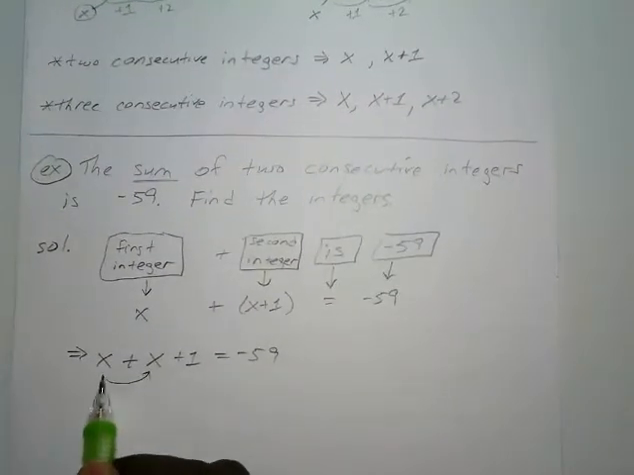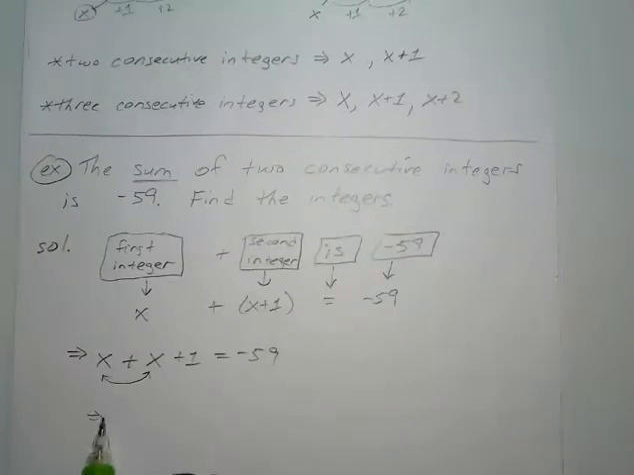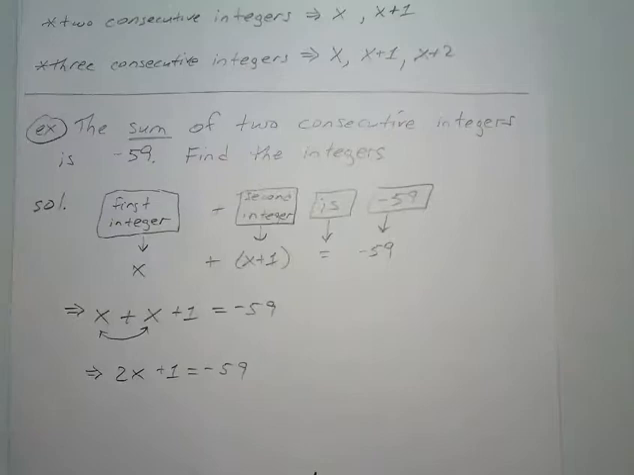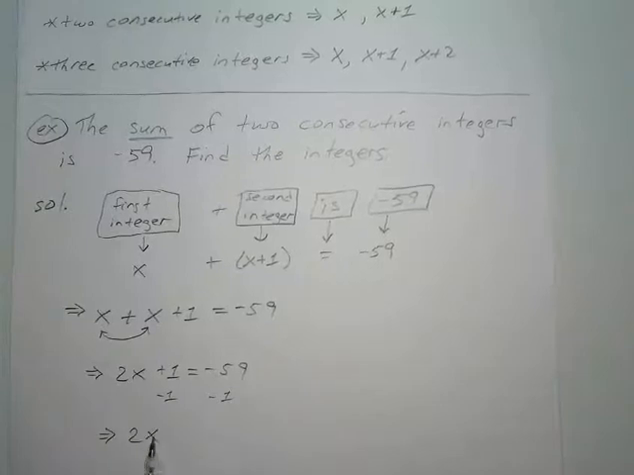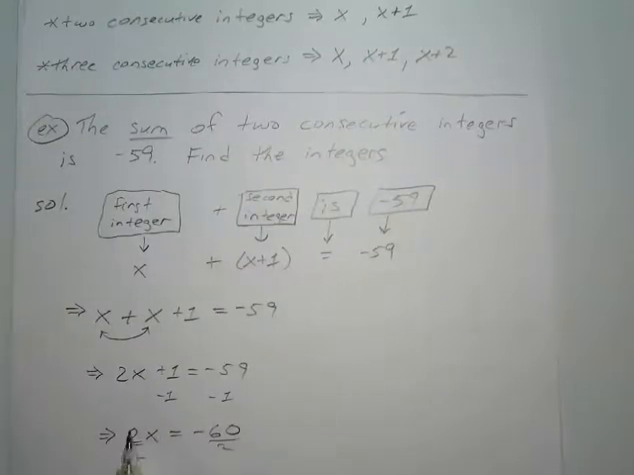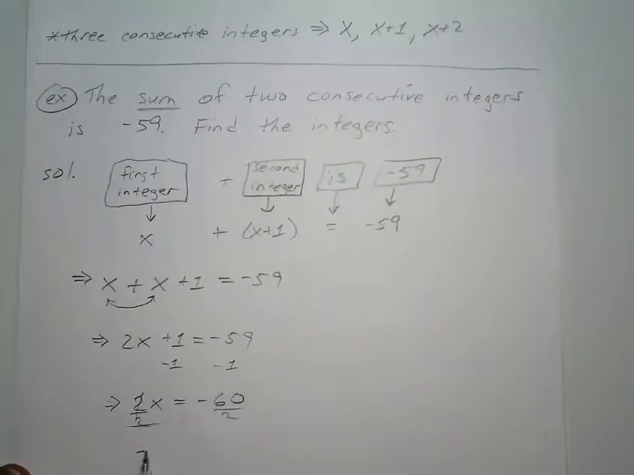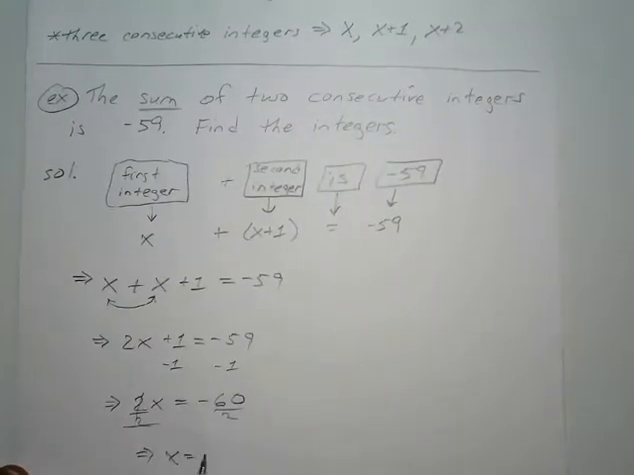x plus x, we can combine those to get 2x. So we have 2x plus 1 equals negative 59. If we subtract 1 from both sides, we have 2x equals negative 60. If we divide both sides by 2, that gives us x equals negative 30.